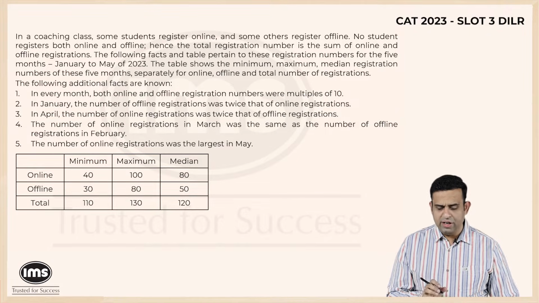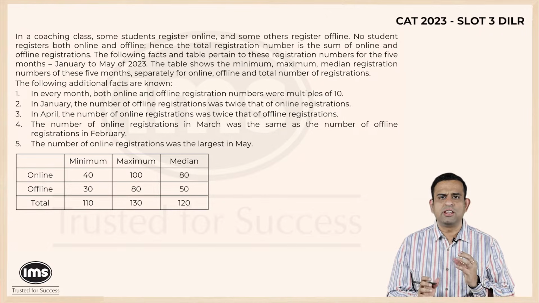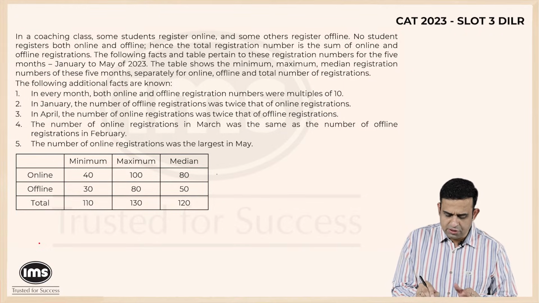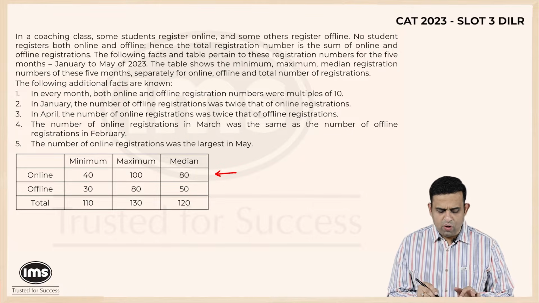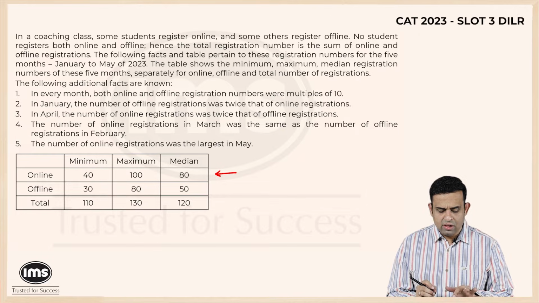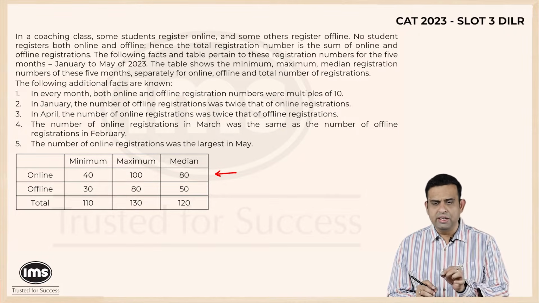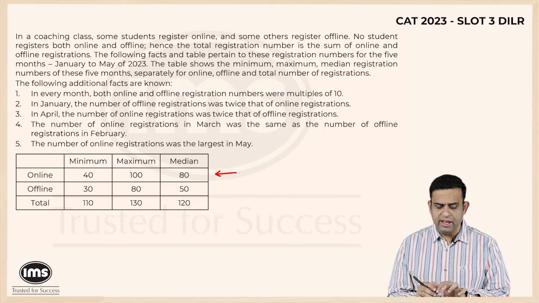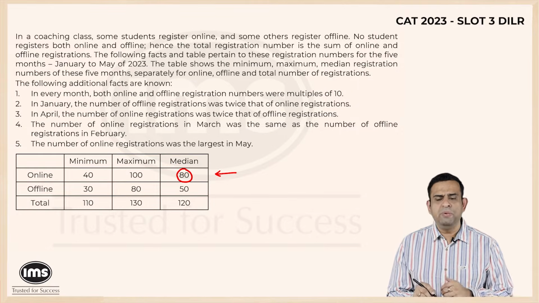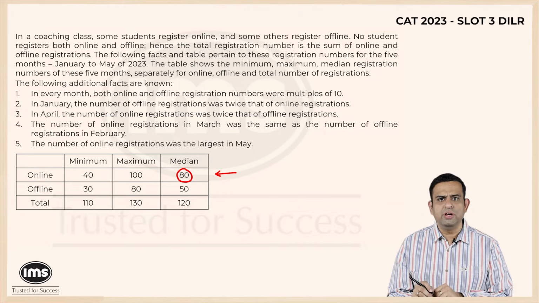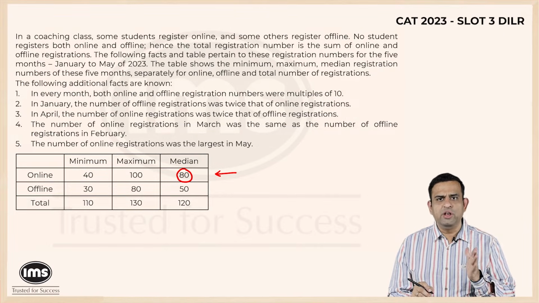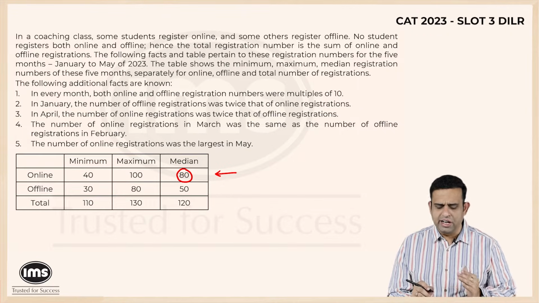Now, if you look at this, the main thing is whether people understand the concept of median. So suppose I talk about the first scenario, online registration, among these 5 months from Jan to May, the lowest was 40, the highest was 100 and the median was 80. What does a median mean? It means the third smallest value has to be 80, or one can say the third largest value has to be 80 when you arrange the data in ascending order.